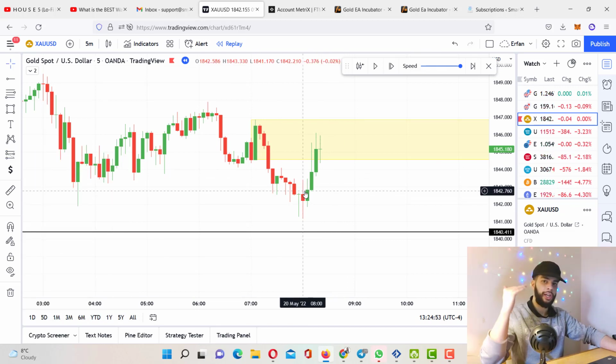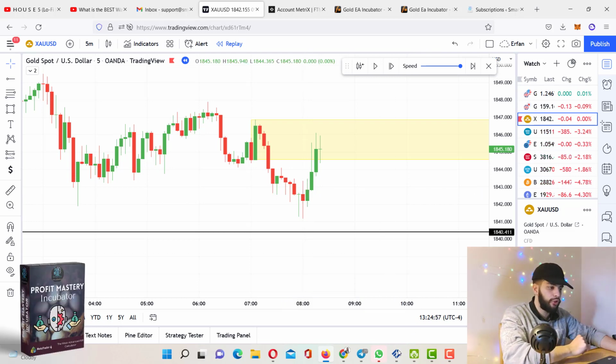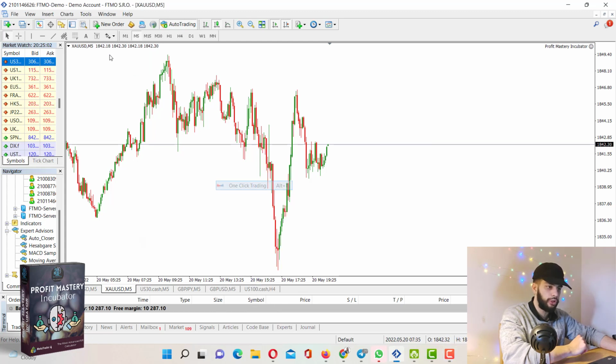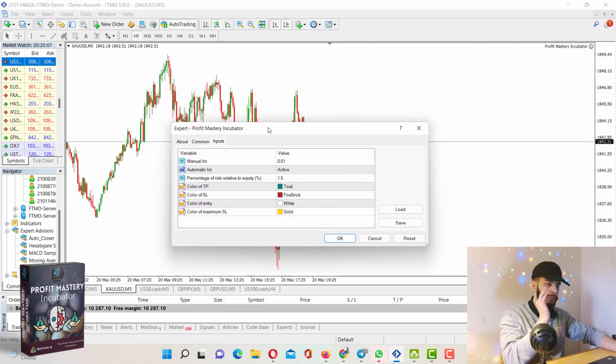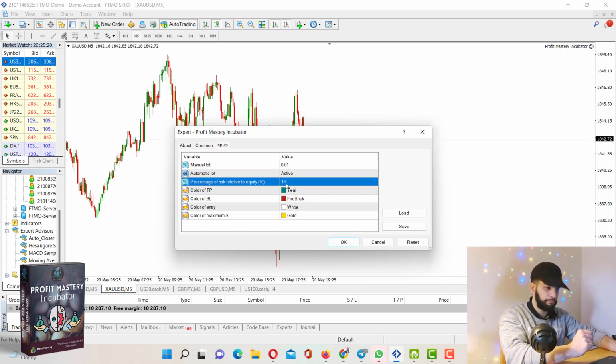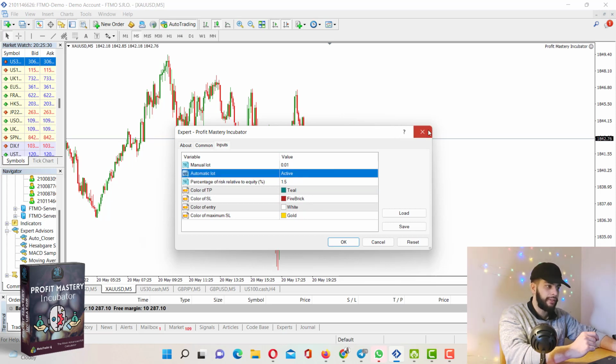And as you know, guys, I use Profit Mastery Incubator for my entries, and I have an example on my FTMO account. This is my FTMO account, and it's on the gold chart, so let me delete this one. You see Profit Mastery Incubator here. I just give it the exact parameter of how much I'm willing to risk per trade, and I just activate the automatic lot. It calculates my risk to reward ratio on autopilot. As you can see, I wanted to risk 1.5% on my account for that specific trade, so I just said 1.5% active, and then everything is good.